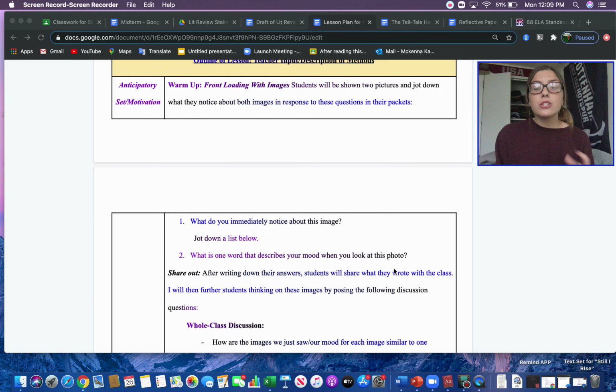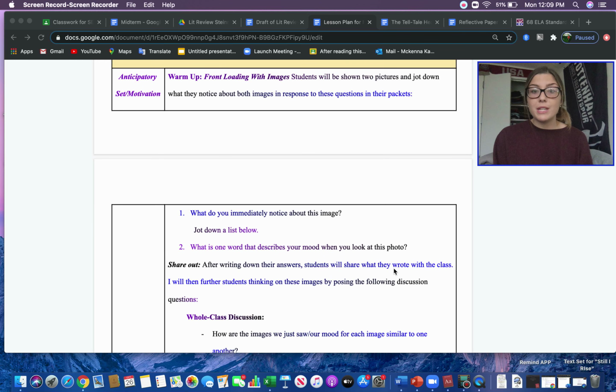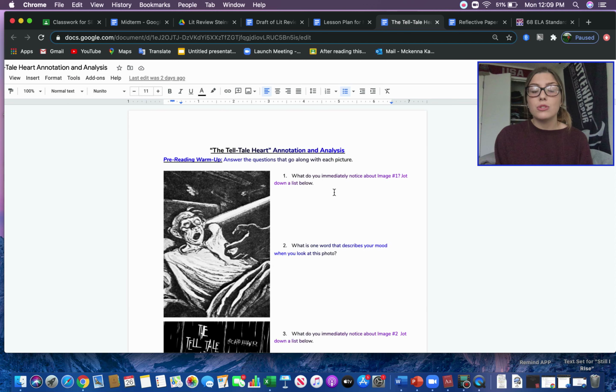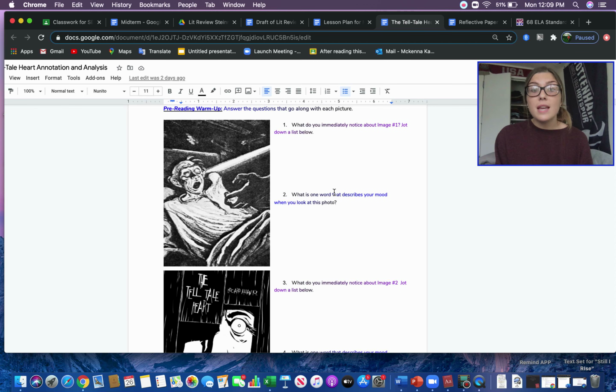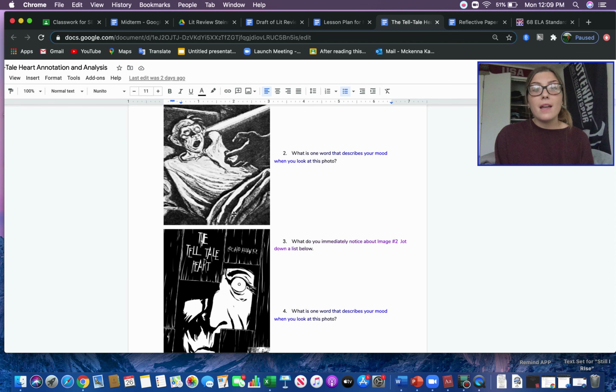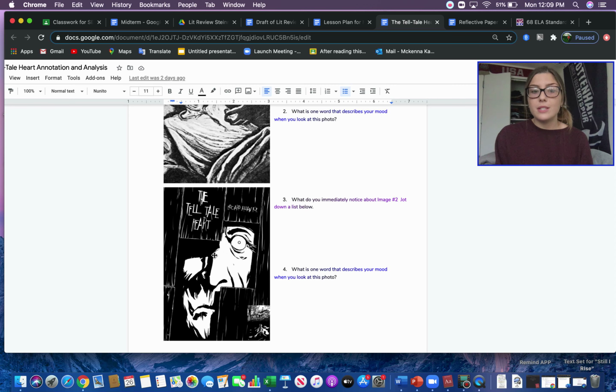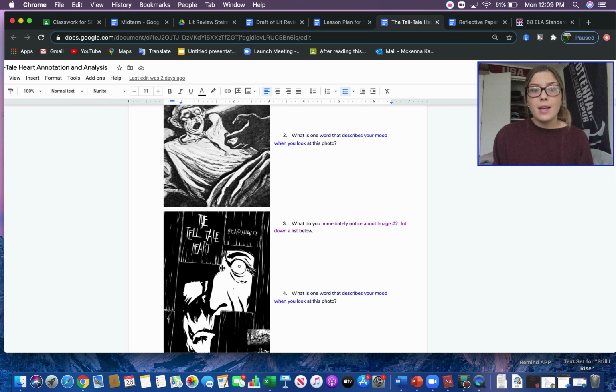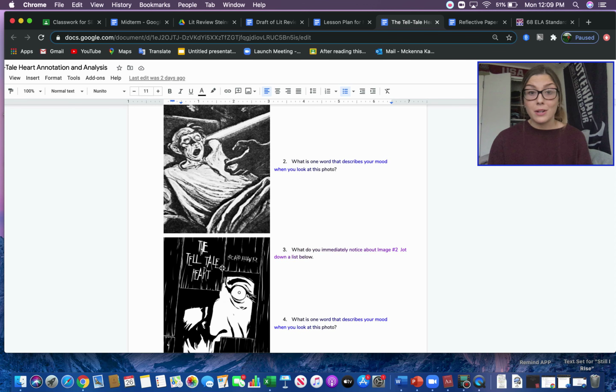What I'm going to start off this lesson with to hook my students in is the front loading with images strategy from Subject Matters. Here I have a packet that walks students through the reading process. These are the images I chose. This one is from the actual text. This one is kind of like a cover that was made for the text. We're reading The Telltale Heart by Edgar Allan Poe, and it fits perfectly with the Halloween holiday.